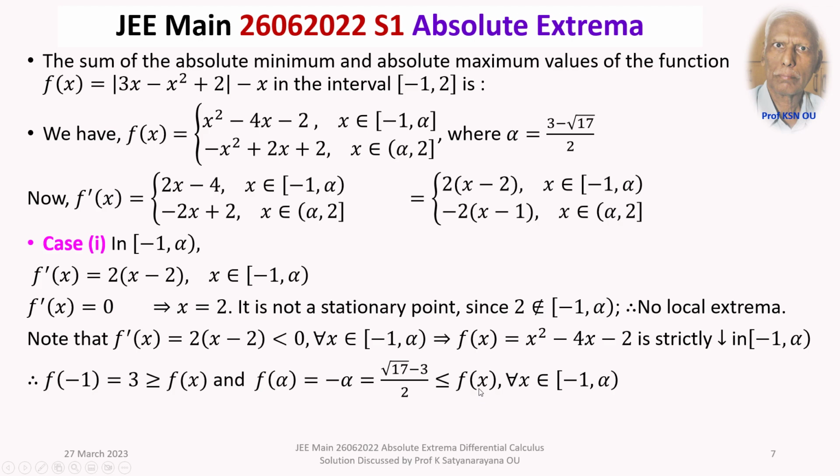to f of x. That means, by definition, there is no local extrema, but these are absolute maximum at minus 1, and the value is 3, and absolute minimum at alpha, the value is square root of 17 minus 3 by 2. Is it true? And it has no local extrema. Agreed. So these are our observations, and we continue our discussion in the next slide.